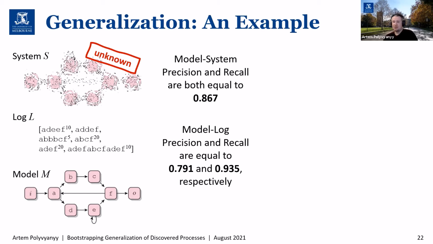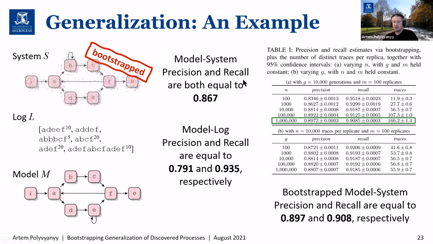I say the system is unknown, and if a system is unknown, of course, we cannot measure those entropy measures, precision and recall. Well, our best bet can be to say, okay, a log is a good representation of a system. Let's use a log. Let's measure model-log precision and recall and see what those values are, and they will be 0.791 and 0.935. So some values which are a bit different from the true model-system precision and recall.